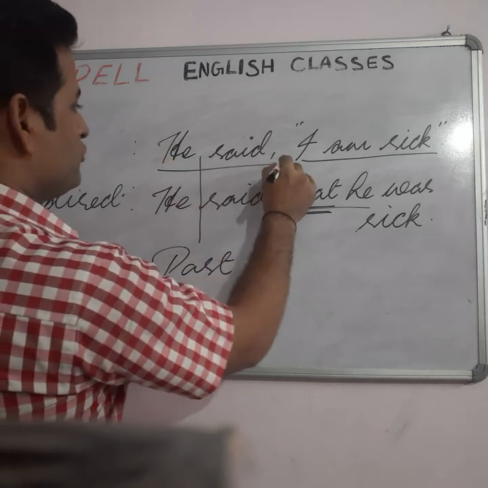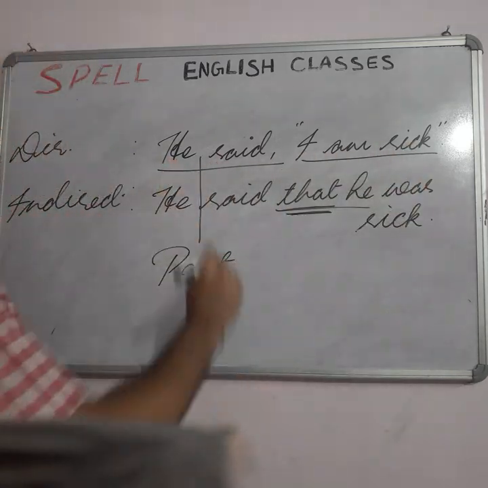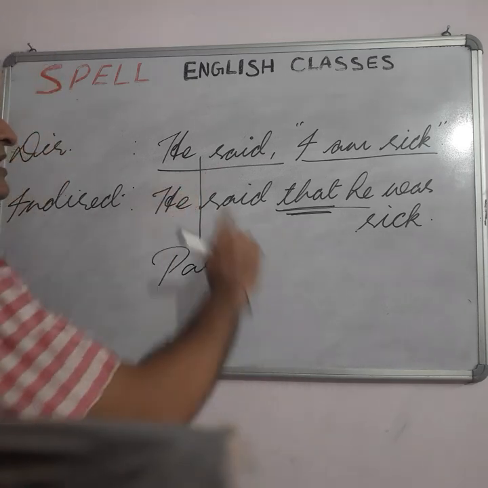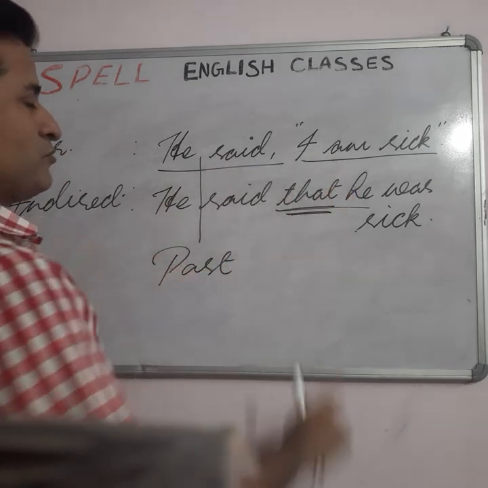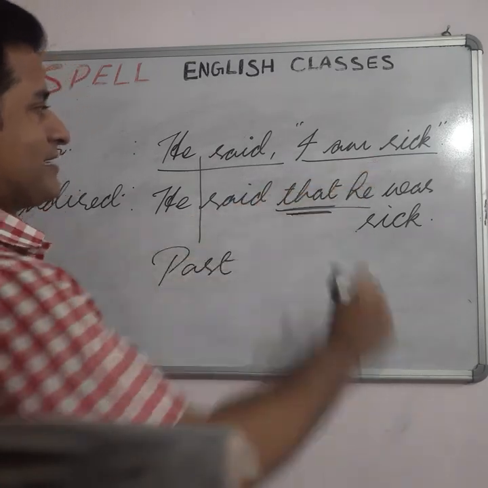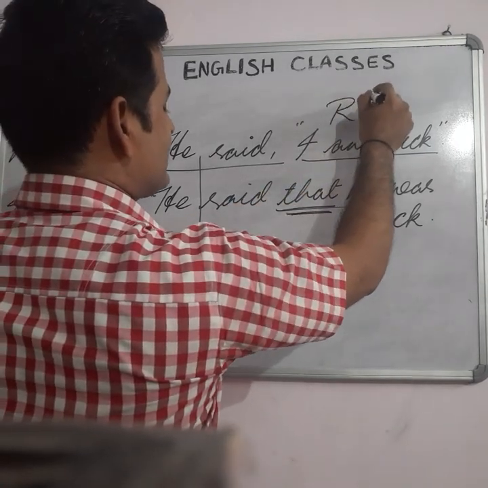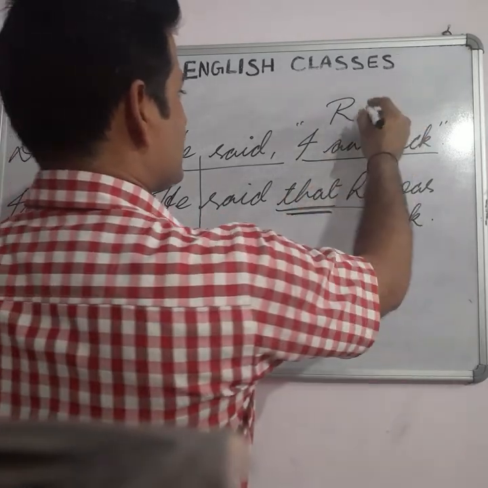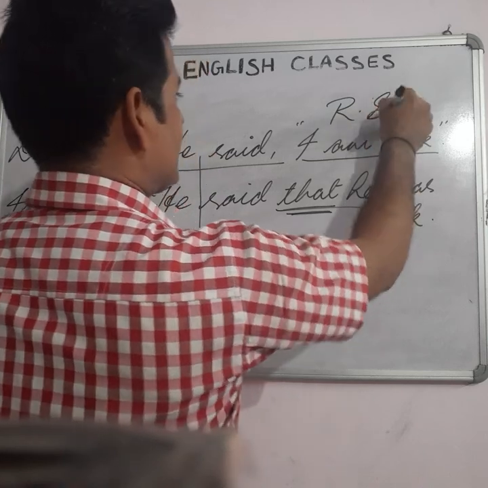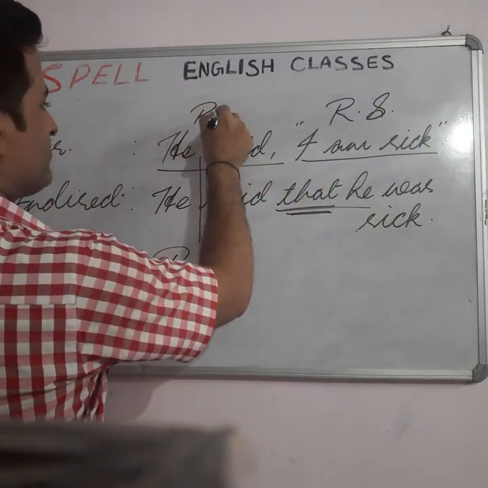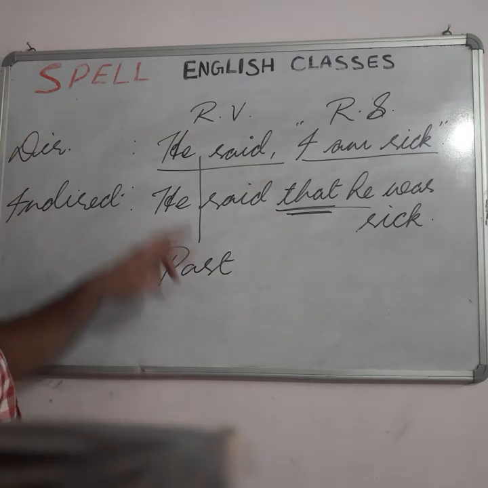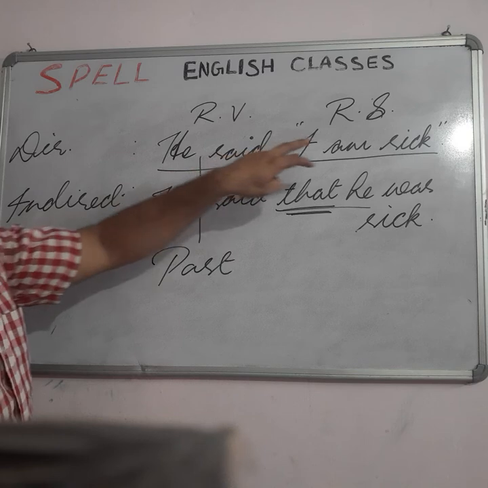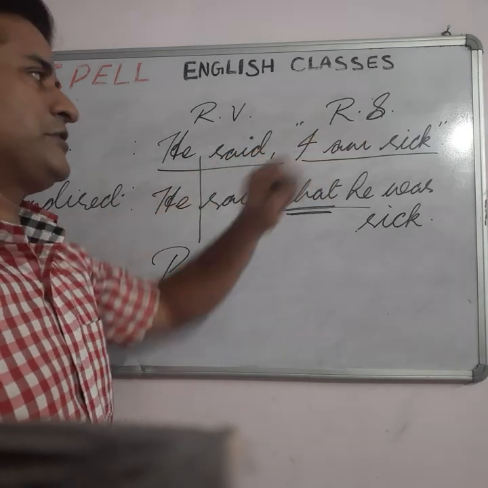and before explaining this thing I forgot to explain the two parts of direct speech. I must tell it for the sake of your good understanding. It is important to know your direct speech has two parts. This part is called reporting verb part, whereas this part is called reported speech part. Direct speech has two parts. First one, reporting verb part, and the second one is reported speech part.